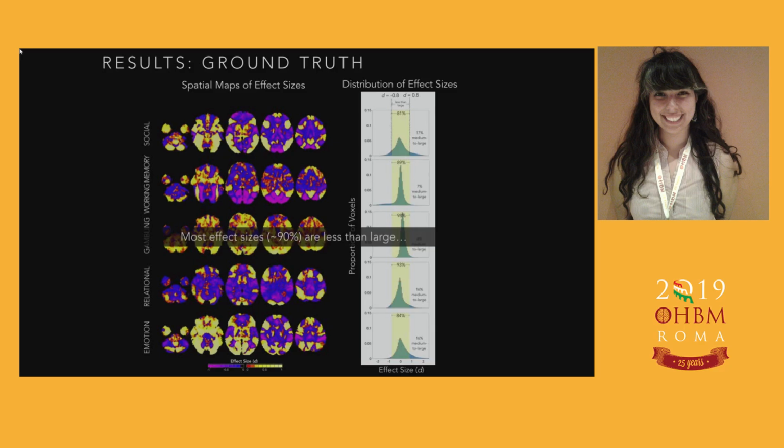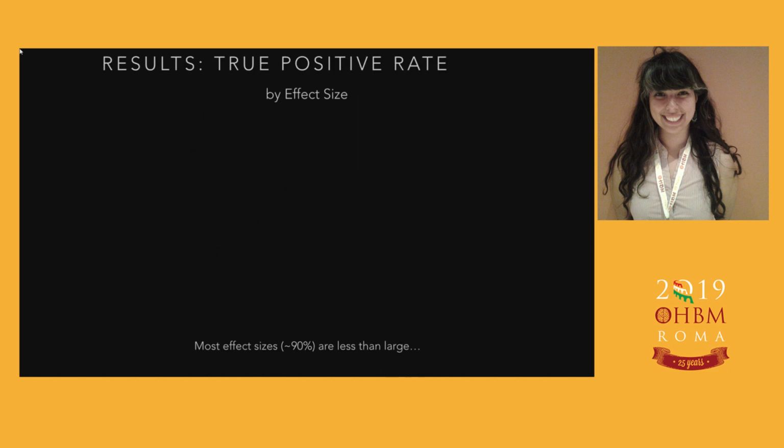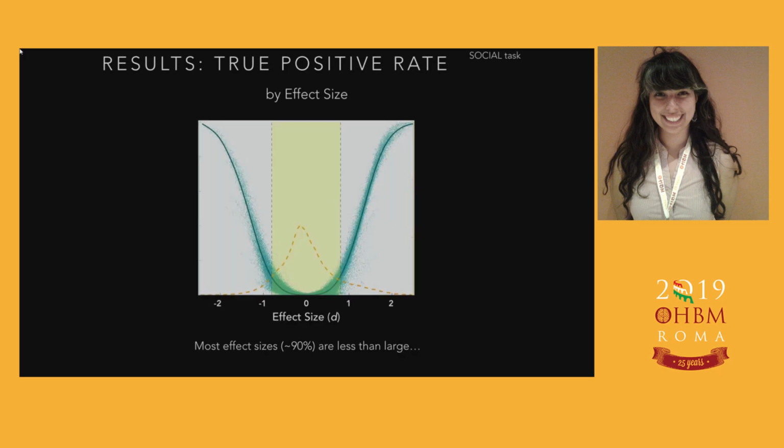But now that we know that most effect sizes tend to be large in these full data sets, I'm going to show what the true positive rate is by effect size. So here's a map where I'm plotting the proportion of voxels, same as the previous, in orange, and then the true positive rate in blue. And here I'm showing you the true positive rate at a large and negative large effect size.